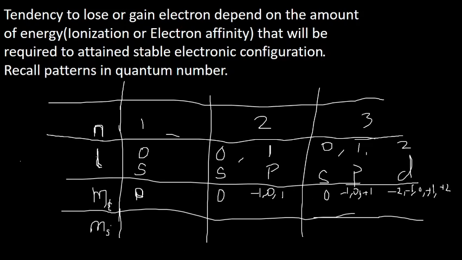So for the spin energy level, what do we have? The first energy level has 2 electrons in opposite spin. So we have up spin and down spin. So it's going to be plus or minus 1 over 2. Up spin, down spin. For this one, it is sp2.